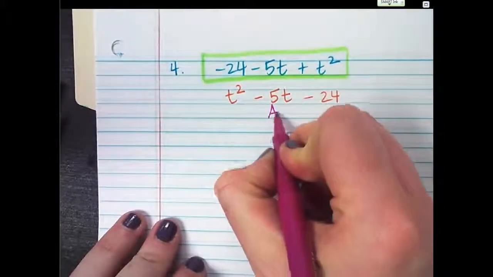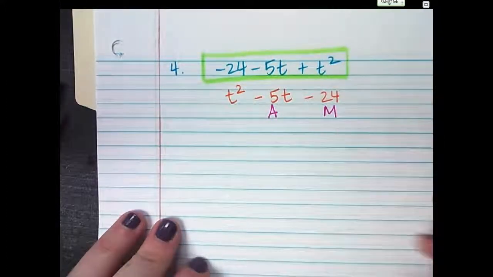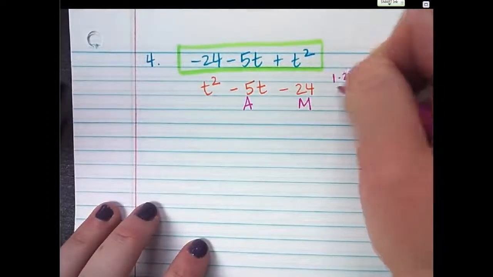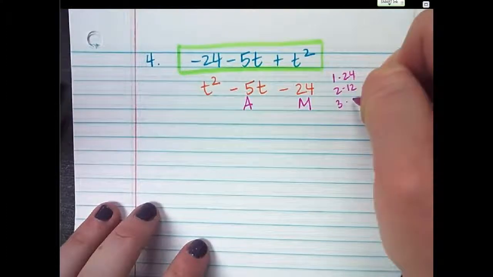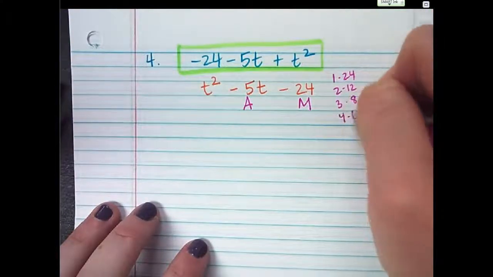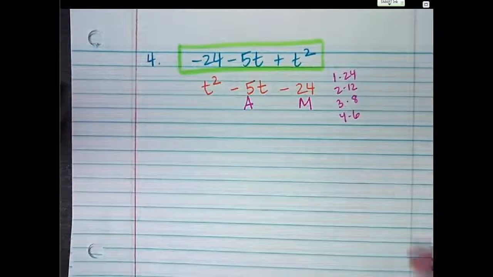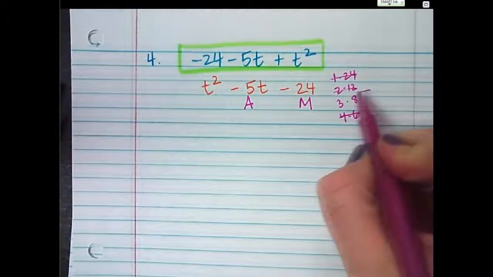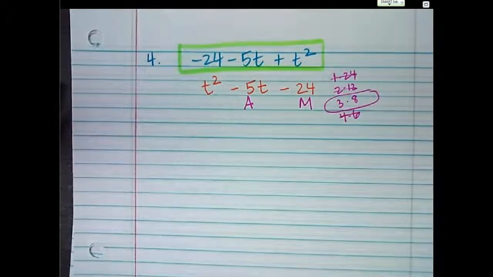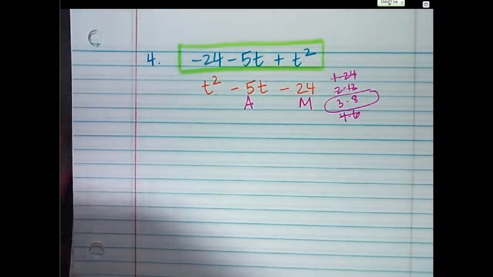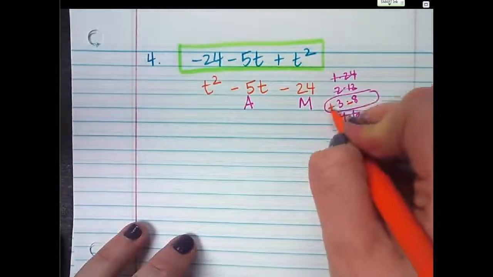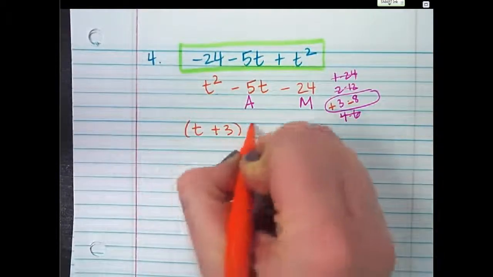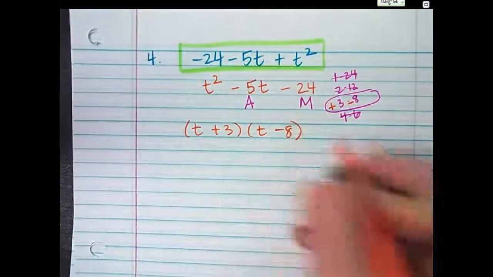So now I'm looking for two numbers that add to give me negative 5 and multiply to give me negative 24. So 1 times 24, 2 times 12, 3 times 8, 4 times 6. Not that. Not that. Not that. What are our signs going to be? Negative 8, positive 2. Perfect. Negative and positive. So t plus 3, t minus 8.